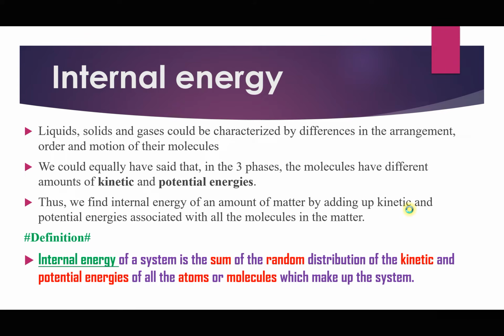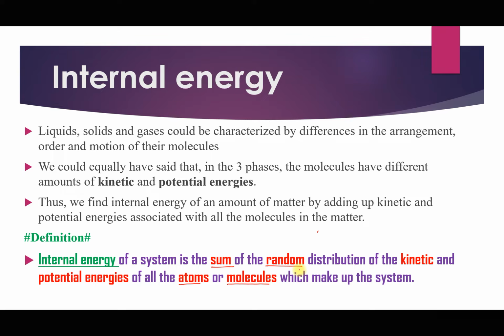The sum of the random distribution. It is the sum of the random distribution of the kinetic and the potential energies of all the atoms, or called the molecules, which make up the system. Why am I referring to the random? Because from the kinetic theory of matter, the molecules are in continuous random motion as verified by Brownian motion for liquids and solids. Then the molecules have their energies distributed randomly.